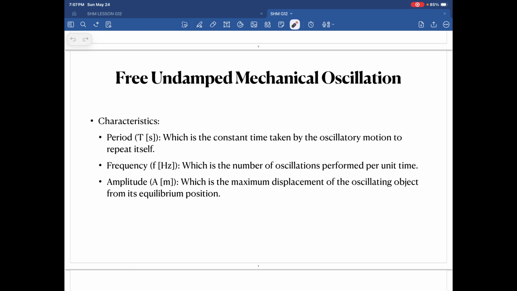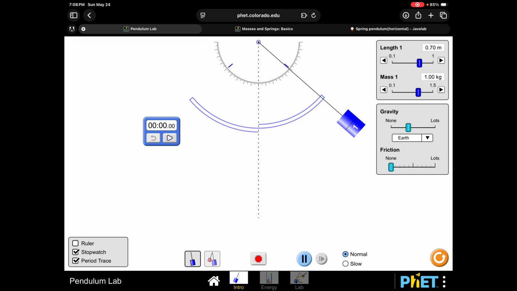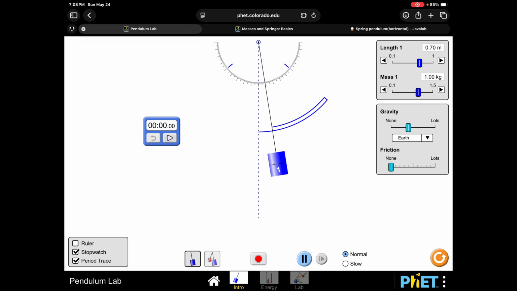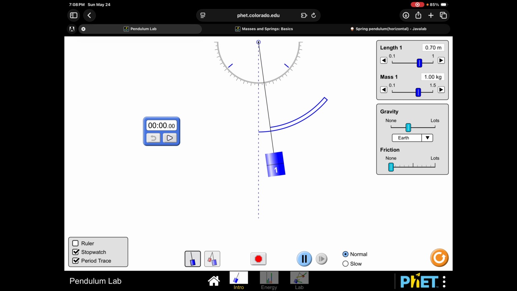Now, of course, those are just words. Words are not understandable. Images are understandable. Imagination is understandable. And this is why I'm going to use this as an example. I will raise this to a certain amplitude, and I'm going to leave it. And now you are going to see a blue line that is called the period trace. It goes and returns. This is one period. It goes and returns, and this is called one period. And the time taken to perform this oscillation is called the period.